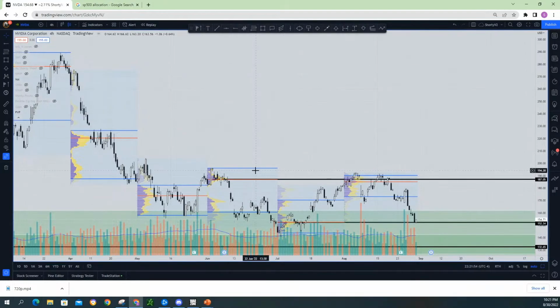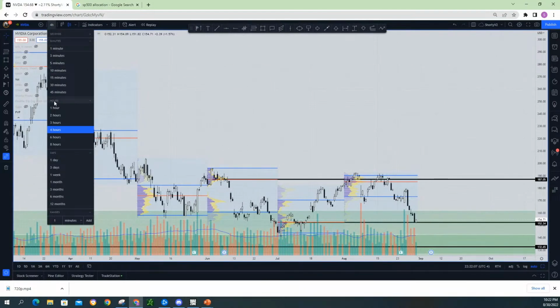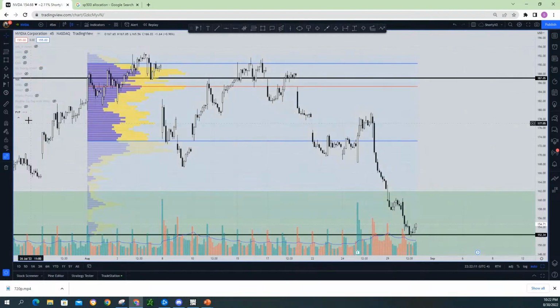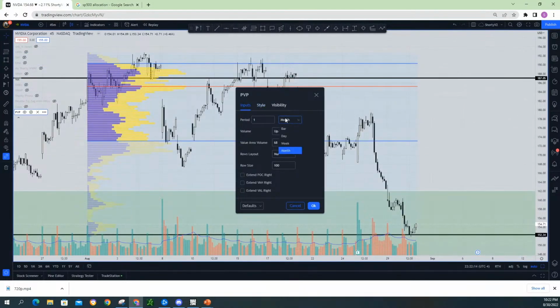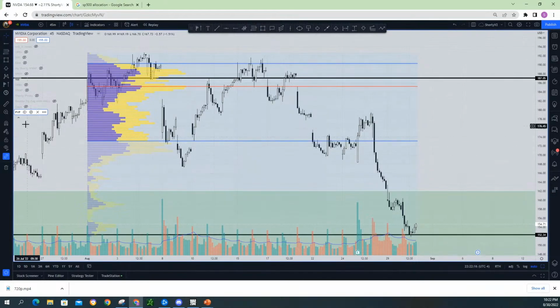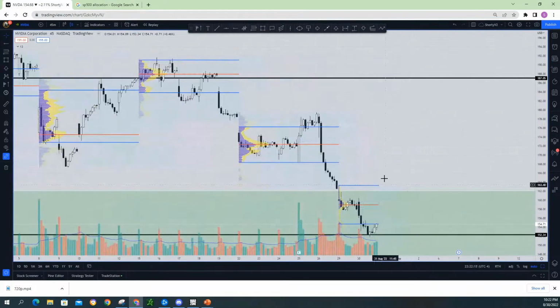Usually monthly POCs and monthly value area lows and highs are fairly important in terms of the bigger picture when you start selling heavily, like we're doing now. And then the weekly POC, the same thing. They carry a lot of weight, and you want to know where the imbalances are on the weekly, right? Let's say I put weekly. We're going to get a couple of days of this week right now.